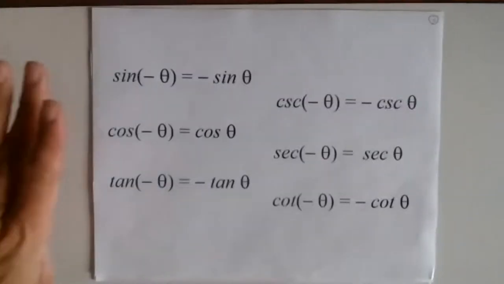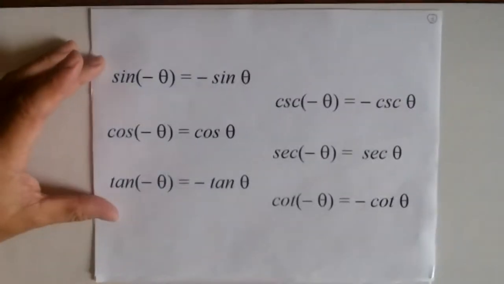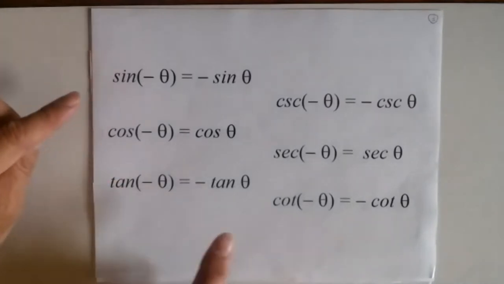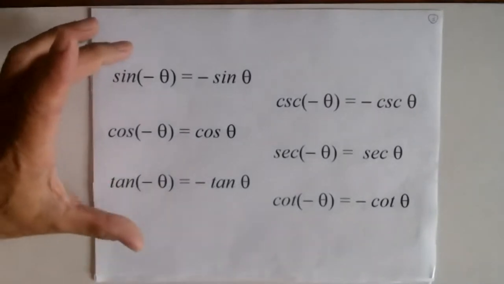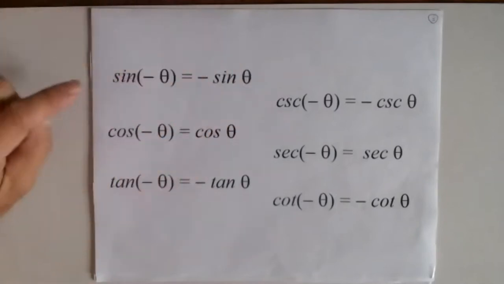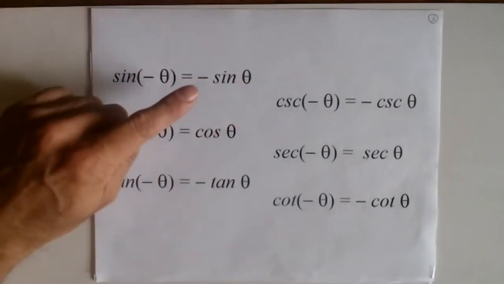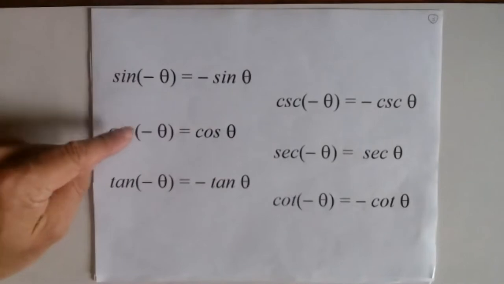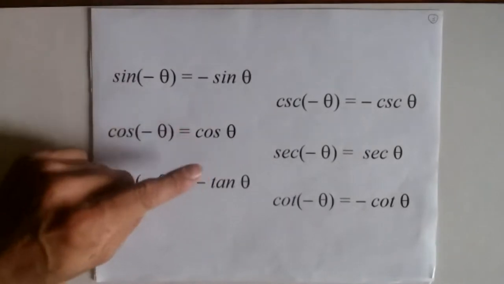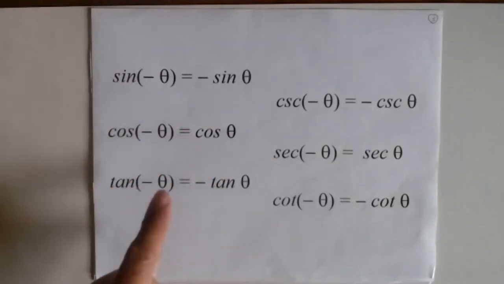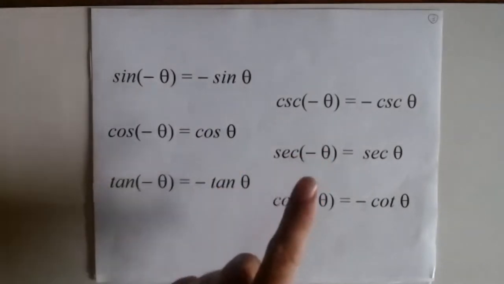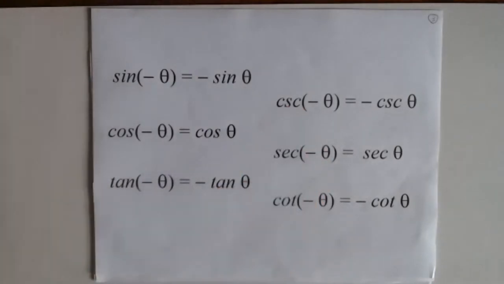Then remember, we also covered the even and odd functions, so reflection with respect to the x-axis, the y-axis. Sine of the negative angle is negative the sine of the positive angle. The cosine of the negative angle is the same as the cosine of the positive angle. Tangent of the negative is negative the tangent of the positive, and so on, the reciprocals, right?